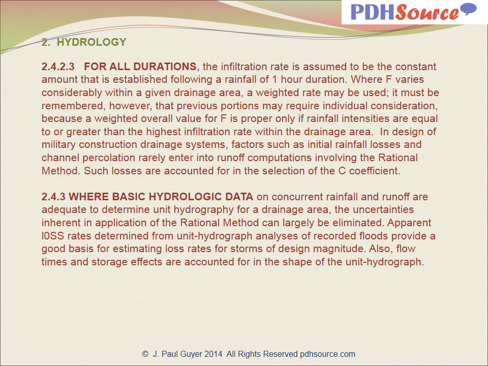Where basic hydrologic data on concurrent rainfall and runoff are adequate to determine unit hydrographs for a drainage area, the uncertainties inherent in application of the rational method can largely be eliminated. Apparent loss rates determined from unit hydrograph analyses of recorded floods provide a good basis for estimating loss rates for storms of design magnitude. Also, flow times and storage effects are accounted for in the shape.